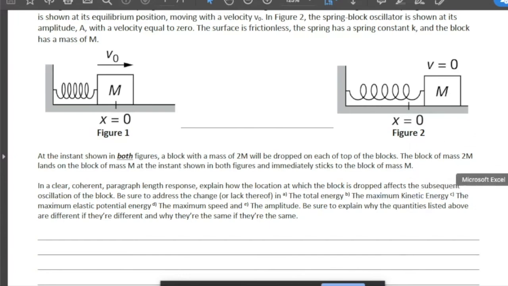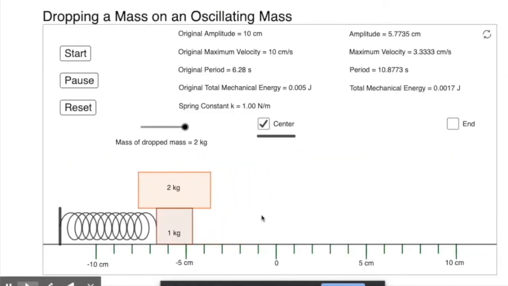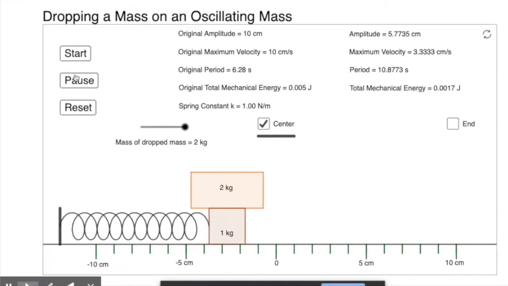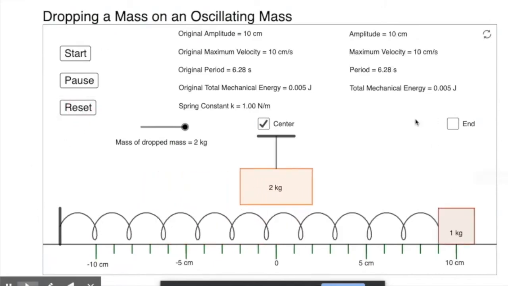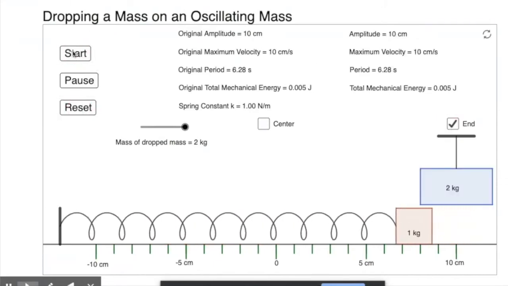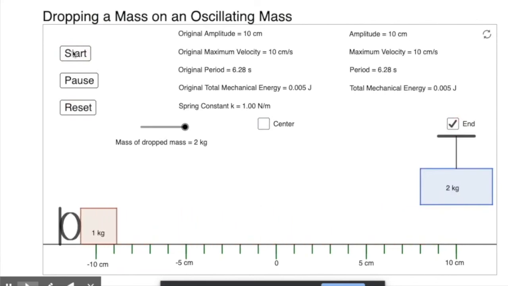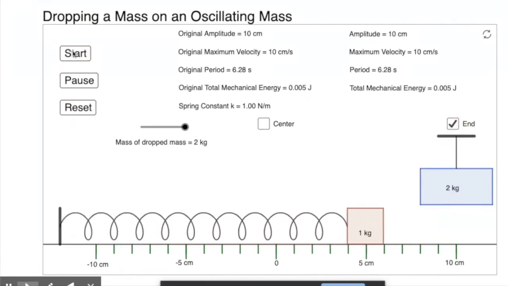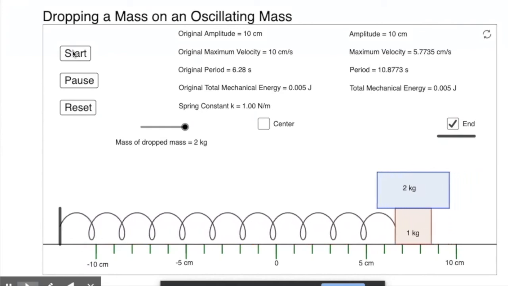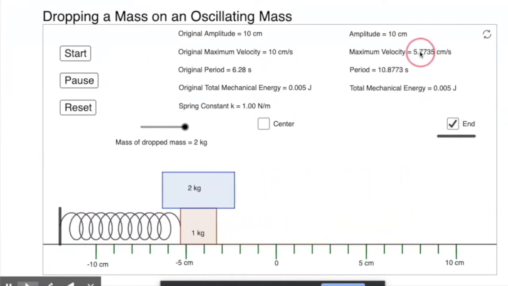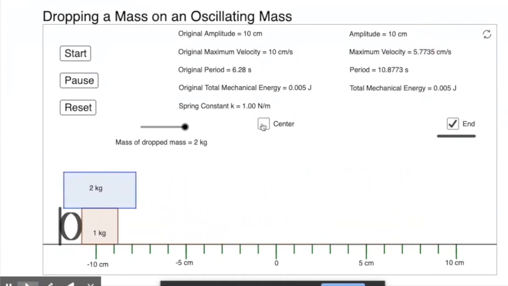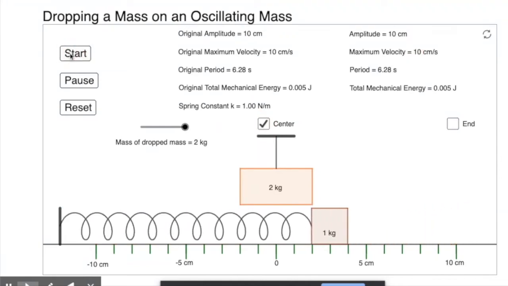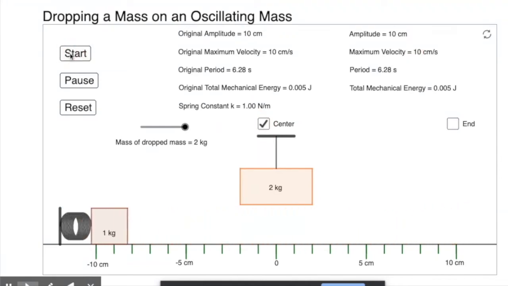And now let's be clear here. We can tell that it's less by looking at the numbers in the simulator. I don't know if you realize this, so I guess I can just show it again. The maximum speed, maximum velocity, decreases in both scenarios. But notice in the scenario where it's dropped at the end, the maximum velocity ends up being, let's call it, 5.8. In the scenario where it's dropped in the center, the maximum velocity decreases.